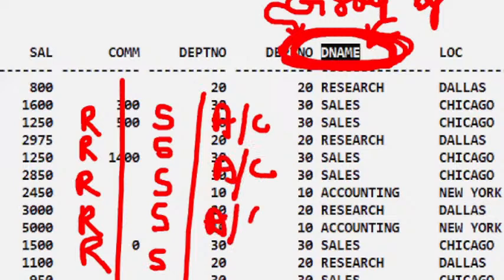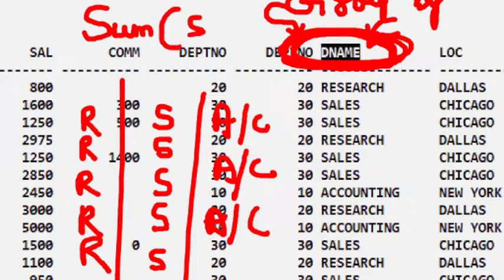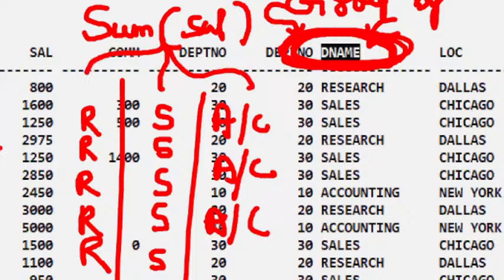So now this is called grouping. After dividing into groups, then what do I need to find out? Sum of salary. Then which function? Sum function. Sum of salary of how many groups? 3 groups. I want to perform sum of salary on 3 groups. And now salaries, tell me. First research person salary how much? 800.